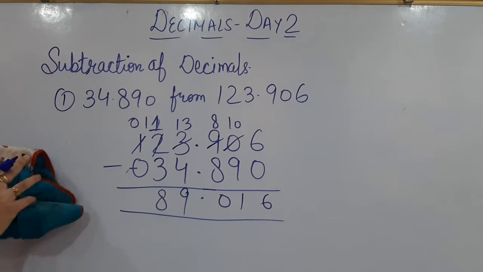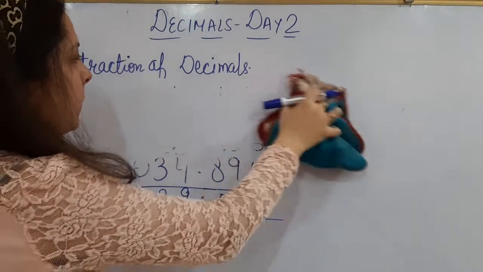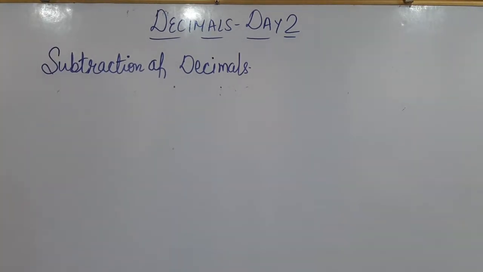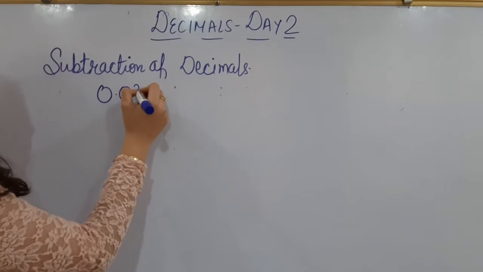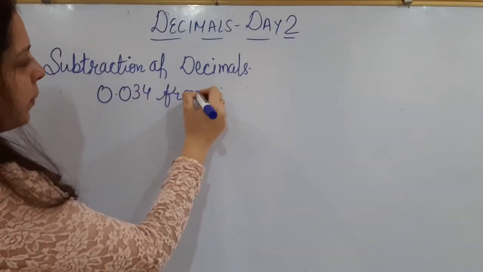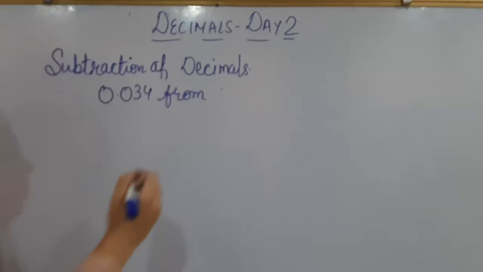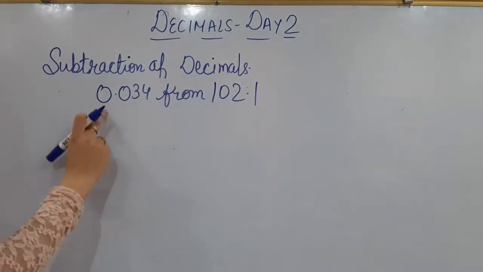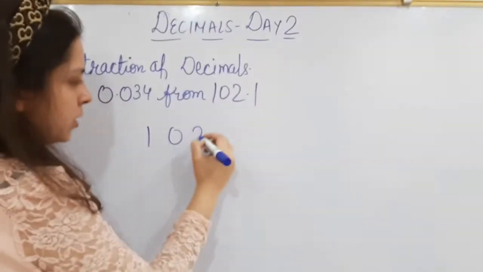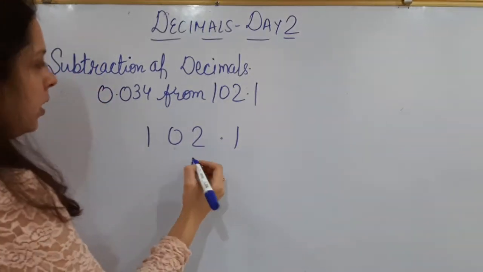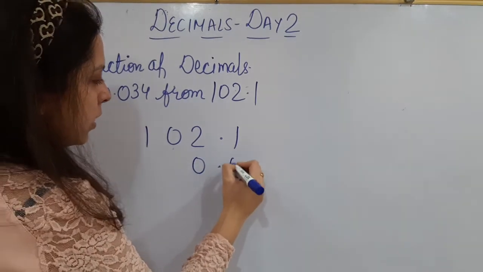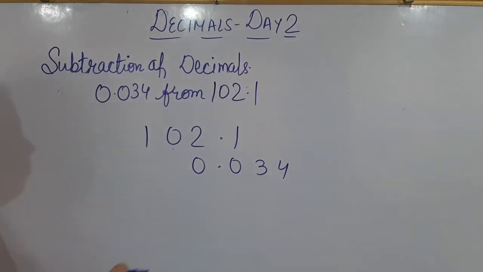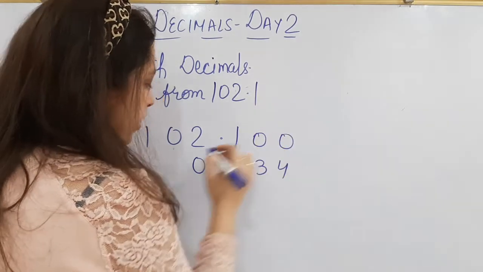Let's do the next question. So the question is 0.034, and you have to subtract it from 102.1. So we have to subtract this from this. So we'll write 102.1 in this way and next is 0.034. Now 102.1 doesn't have any value at the hundredths and thousandths places, so I will write zeros here.